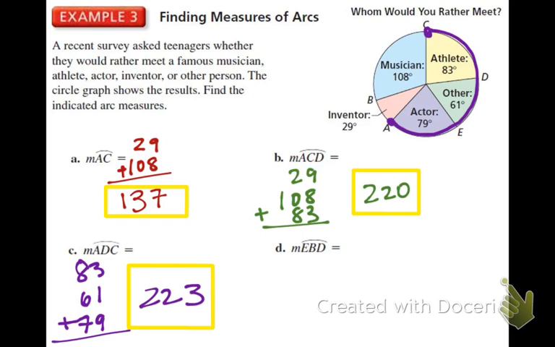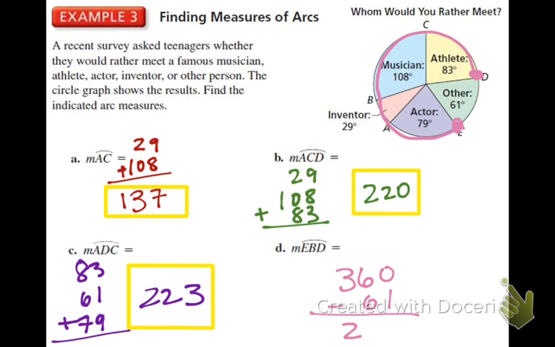All right, then we have EBD. So from E towards B, end at D. So take 360 and subtract 61. We get 299. Because 360 minus 60 is 300, and then minus one more. All right, we're almost done.